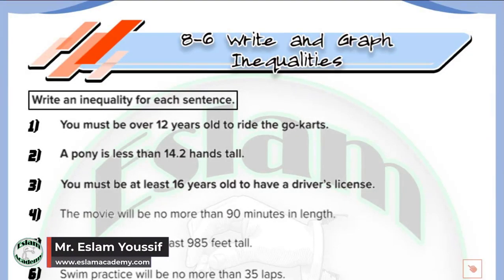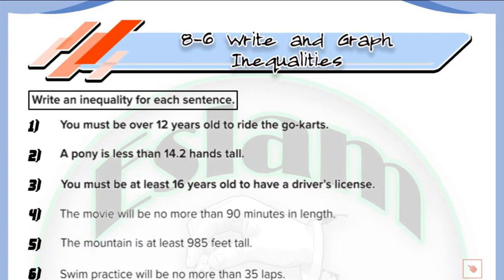In this video we are talking about how to write and graph inequalities. How can we write the inequality? How can we graph it? That's what we will learn in this lesson. The first part of the lesson: how can we write the inequality?